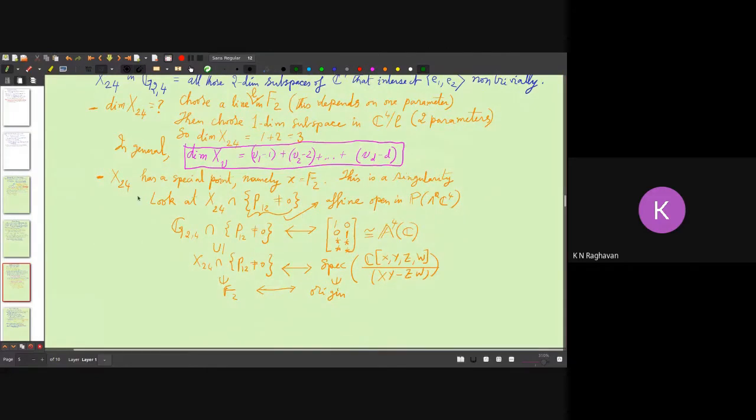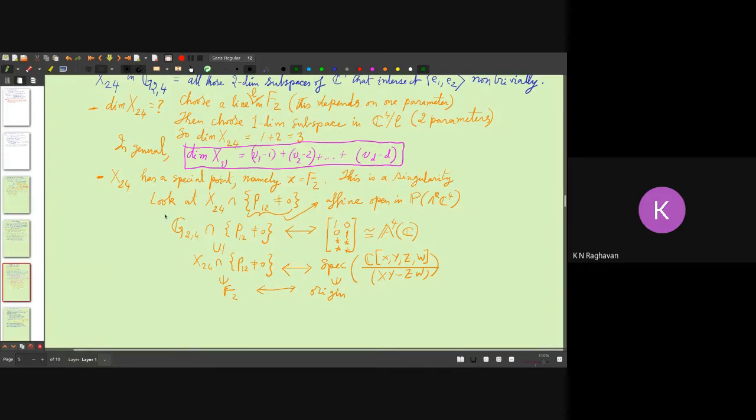Let's also look at this observation. This example is going to be useful. X_24 has a special point, namely this plane itself. What are we looking at? All those subspaces which intersect this plane non-trivially. But if I take the plane itself, that is the only one which intersects it in a two-dimensional subspace. That turns out to be a singularity, and that is quite intuitively understandable.